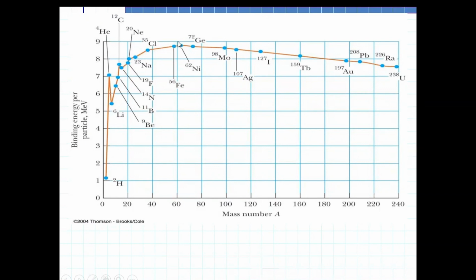In between 8 and 9 MeV per nucleon, the binding energy becomes very high. Here, closer to the peak are iron and nickel, and then it starts going down again as the mass number increases. For uranium, U-238 and radon, it becomes small again as compared to iron.